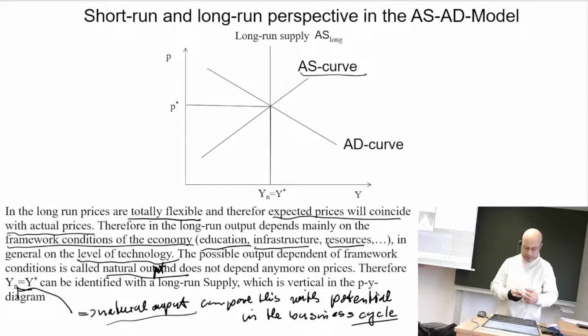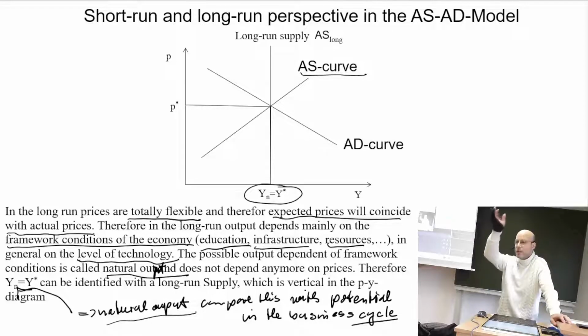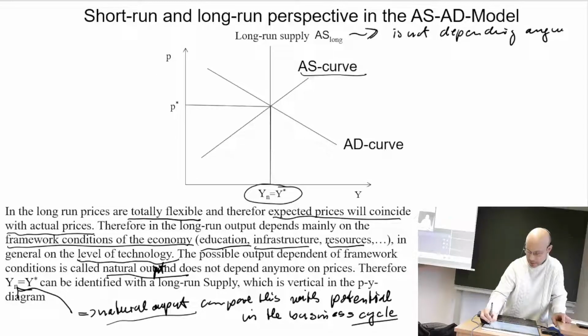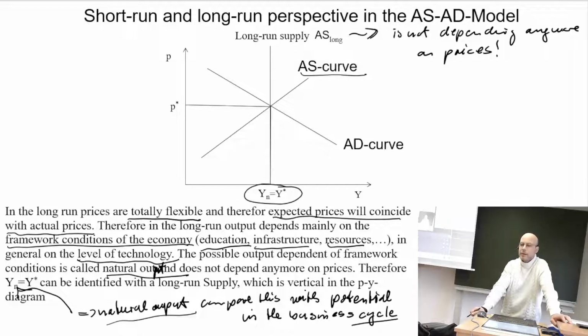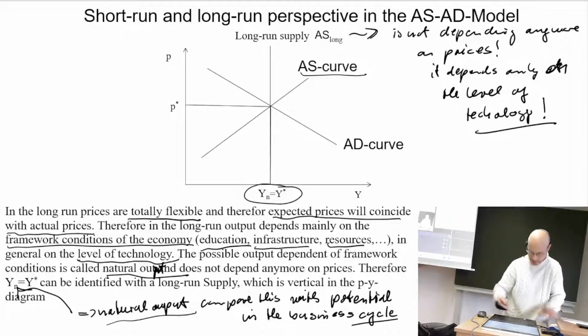Well, and if this is the case, then we would have in the long run just a vertical supply curve, because this is not depending anymore on prices. It depends only on the level of technology.